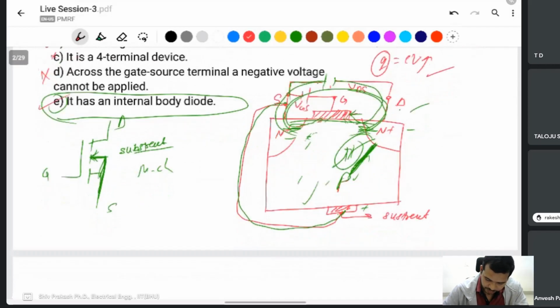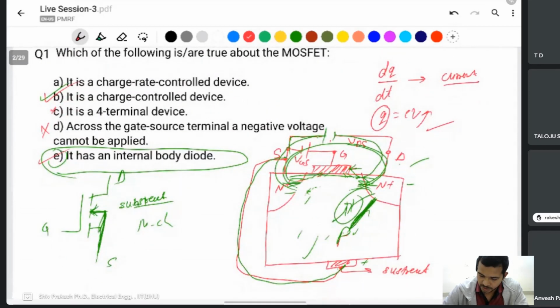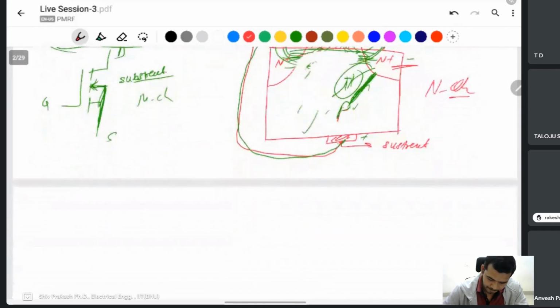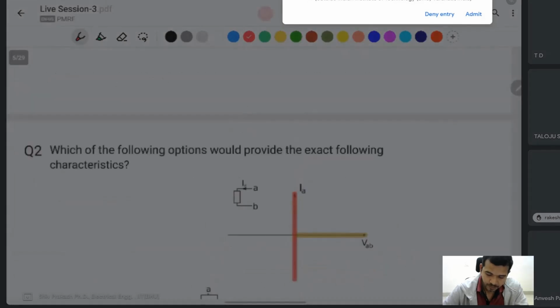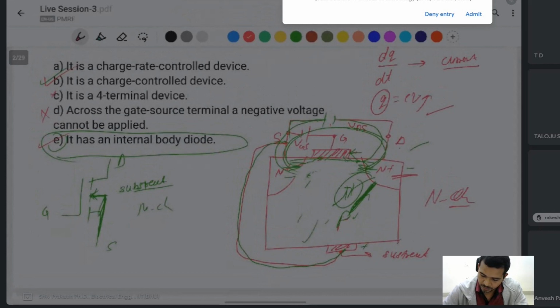Yeah, okay. Sir, the diagram you have drawn is for P channel? Yeah, this one is P channel MOSFET. No, this one is N channel MOSFET, sorry. N channel MOSFET. Sir, but in N channel, the drain has to be connected to the N. Yeah, this one is the drain, no? This one is connected to N, and the source is also connected to N. Okay, sir. Thank you.